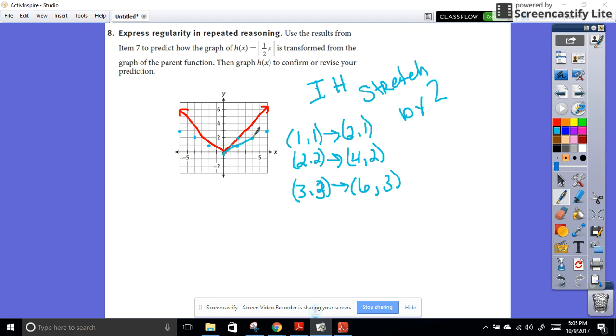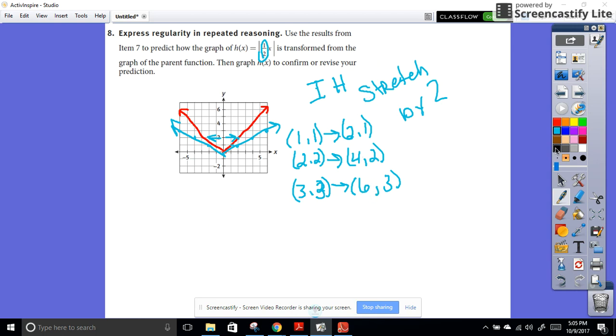So we took the graph and we compressed it horizontally. We shoved it kind of out and down. Okay? So this number right here, you do the opposite of what it says to the x. So we don't multiply it by 1/2. We actually multiply each one of them by 2.